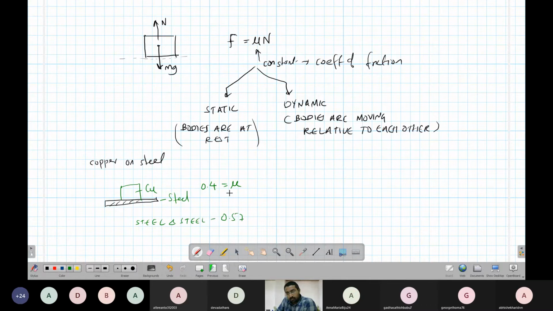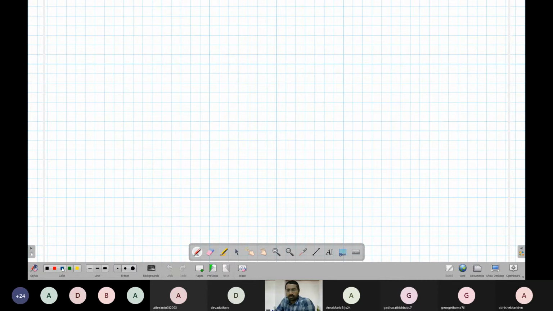So approximate values of the coefficient of friction range from 0.2 to 0.6. It depends, and this is all static friction. These are values of static friction. Dynamic friction values will be lesser, 0.3, 0.2. Okay, so this is the case of friction. Now we want to know what is the direction of friction force.